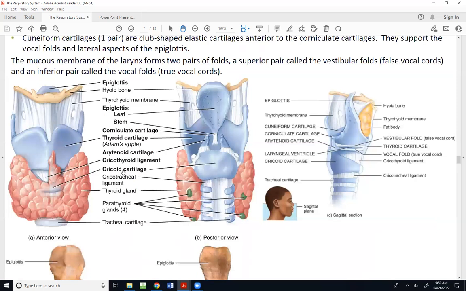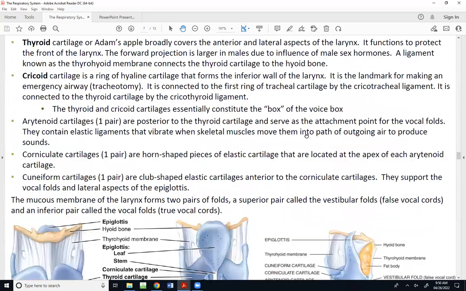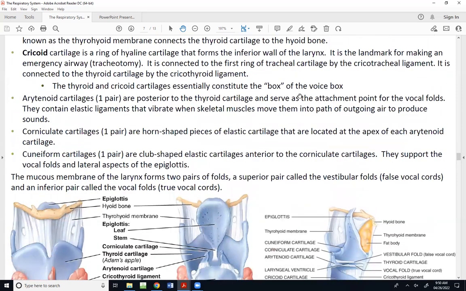Now, that thyroid gland is really doing a pretty good job of covering up the next structure that I want to talk about, which is the cricoid cartilage. We can see a little bit of the blue shading here in the picture, but we get a much better view of the cricoid cartilage here on the backside where the thyroid's not covering it up. The cricoid cartilage is a ring of hyaline cartilage forming the inferior wall of the larynx. It also happens to be the landmark for making an emergency airway in the little procedure called a tracheotomy.